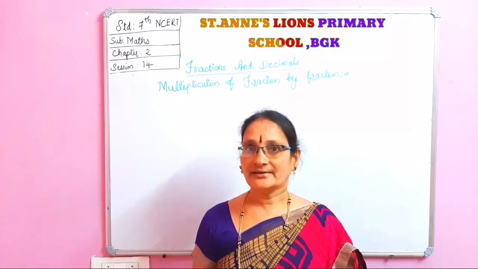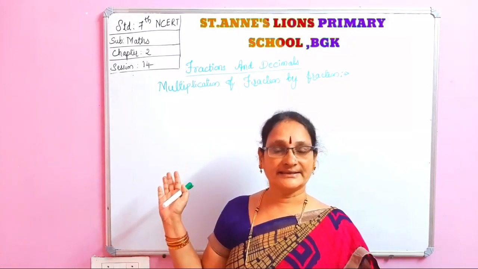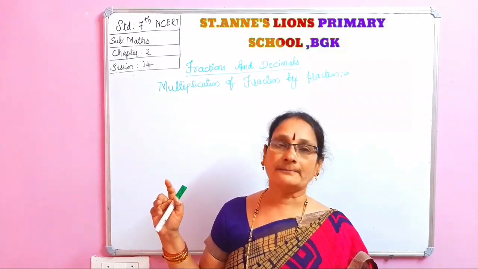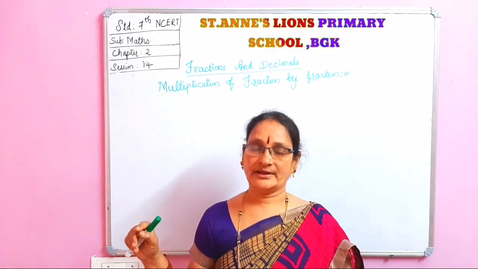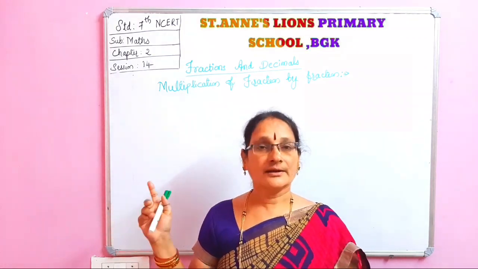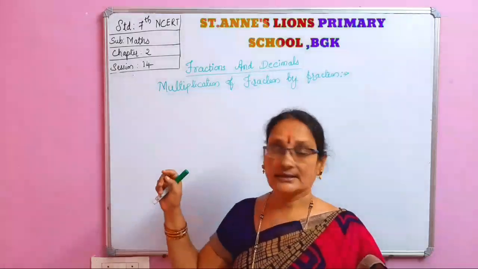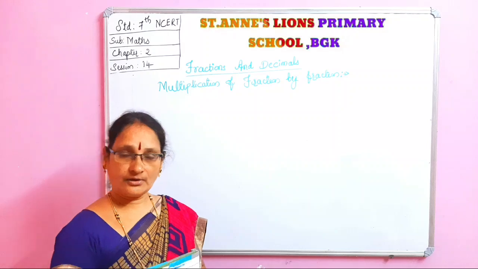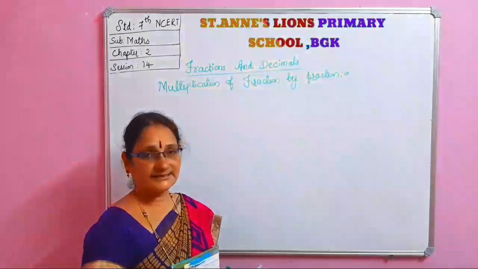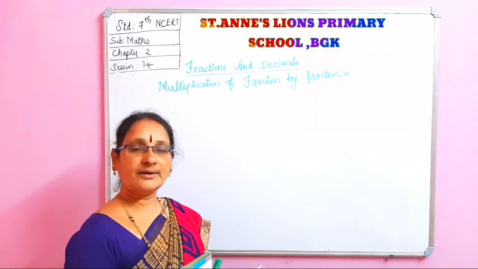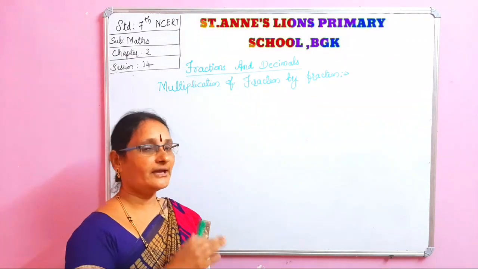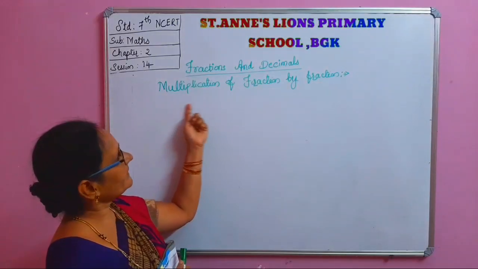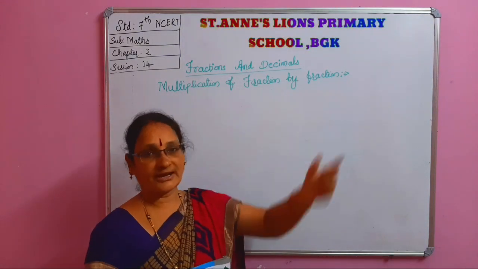Okay. Now we are here in the second chapter, that is fractions and decimals. In that, I already completed exercise 2.1 and 2.2. Now the topic we are learning is multiplication of fraction by fraction. Already in the previous exercise we have learnt how to multiply a fraction by a whole number, or a whole number by a fraction. Now we learn multiplication of fraction by fraction.